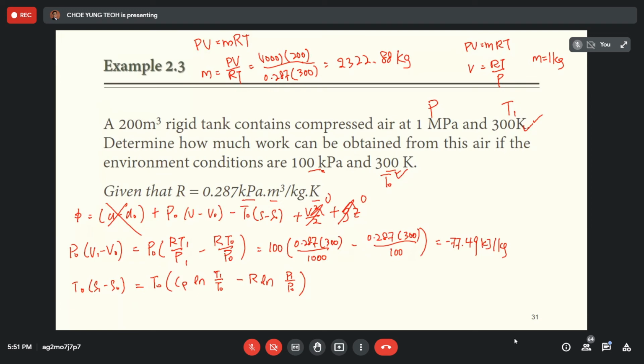Then we continue with this equation. Next, T1 over T0, both are 300 Kelvin. Can I say that ln 1? What's the answer for ln 1? ln 1 equals 0, right? So this term I can completely set equal to 0. So I am left with T0. T0 is 300 Kelvin. Then R is 0.287, and ln P1 over P0. P1 is 1000, P0 is 100. And then from here, I can get T0 (S1 minus S0).